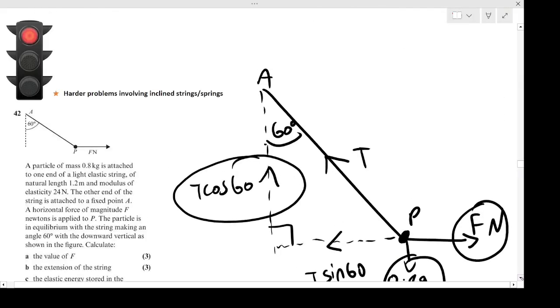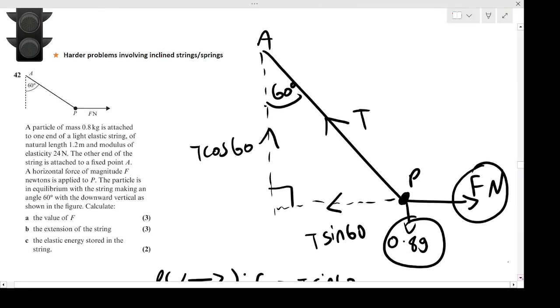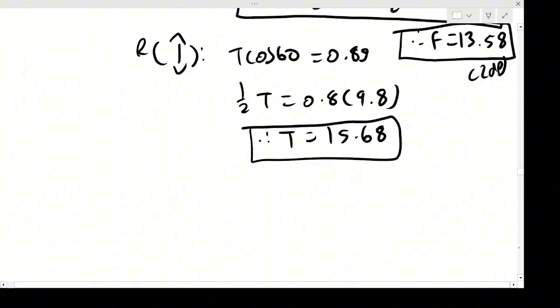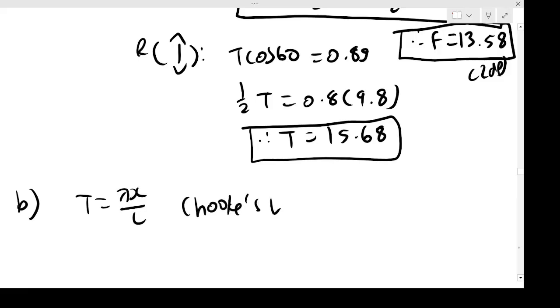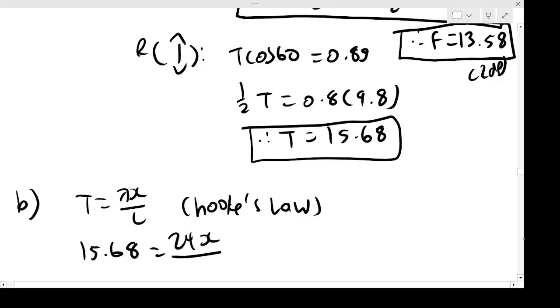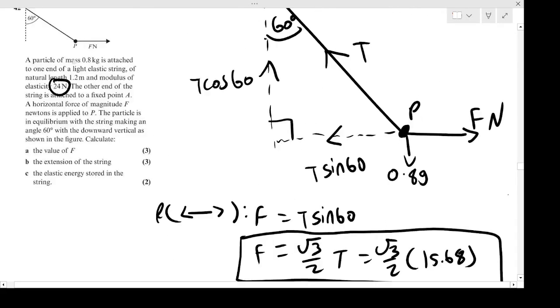Cool. Okay, then in part B, it's now asking for the extension of the string. So that confirms indeed it's been stretched because it's asking for an extension. But there we are. Okay. The extension. Well, now we are going to use Hooke's law because we know what T is, thanks to part A. So that means T again is going to be lambda x over L. That's Hooke's law. So we know that T is 15.68. That's going to equal, well, lambda is 24 divided by the extension x, which we do want to find, over the natural length, which was 1.2.